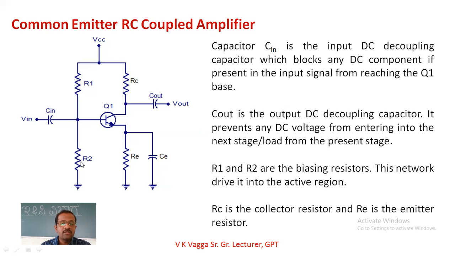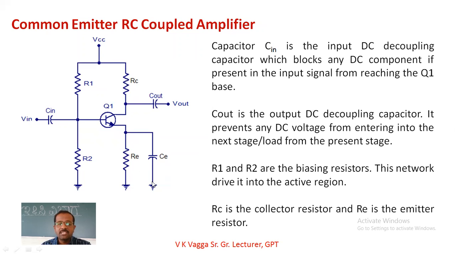R1 and R2 are the biasing resistors, and they are used to maintain the BJT in the active region. RC is the collector resistor, and RE is an emitter resistor. The values of RC and RE are to be chosen in such a way that 50% of VCC is consumed in RC and RE. Out of that 50%, 40% is consumed in RC, and the remaining 10% is consumed in RE. And CE is the bypass capacitor.